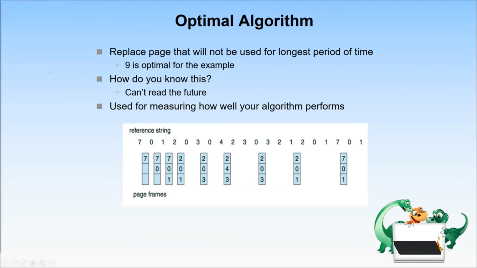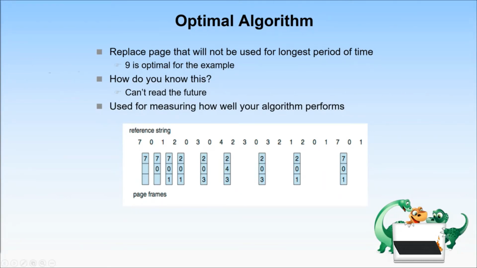3 is plotted, 2 is plotted, plot 1. 2 is next, so do not replace 2. 0 is next, do not replace 0. So replace 3 with 1. Then 2 0 1, these are all plotted. We need to plot 7. 0 and 1 are next, so do not replace 0 and 1. Replace 2 with 7 here. With that process, we have 9 page faults. Let's count this: 1, 2, 3, 4, 5, 6, 7, 8, 9. So we've got 9 page faults.